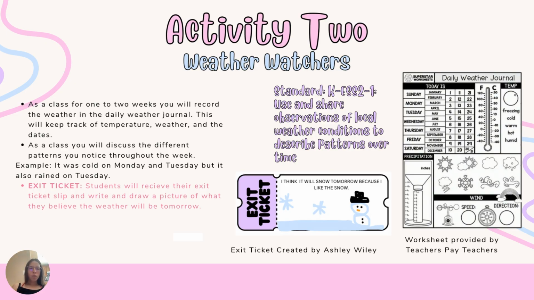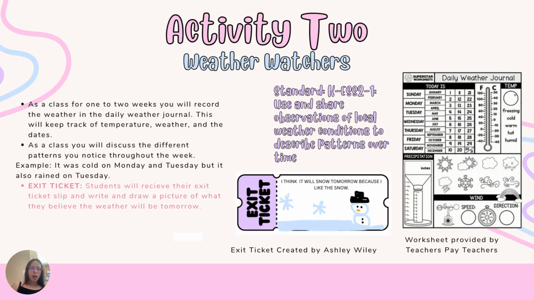So, as a class, for 1 to 2 weeks, you will record the weather in your daily journal. This will keep track of the temperature, weather, the date, and extra information such as that. And then, as a class, you will discuss the different patterns you noticed through the weeks. So, for example, it could be cold Monday and Tuesday, but it rained on Tuesday as well. So you could color that in on the journal, you can write that in, whatever you would like, but you would track that into your weather journal.